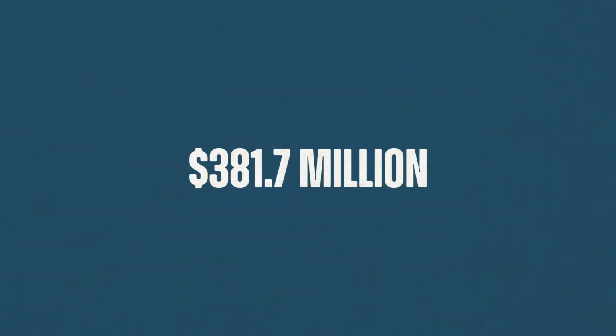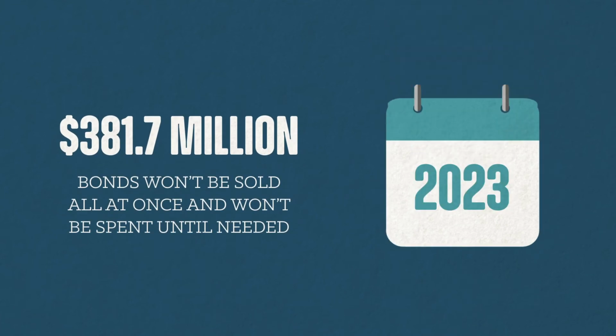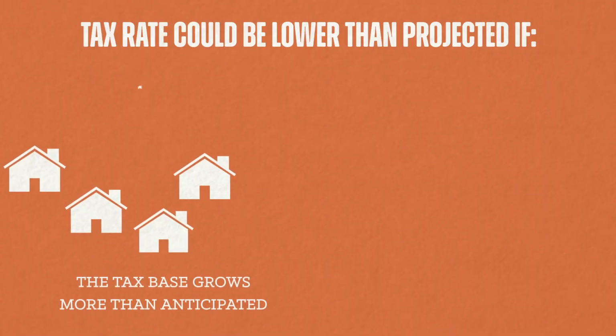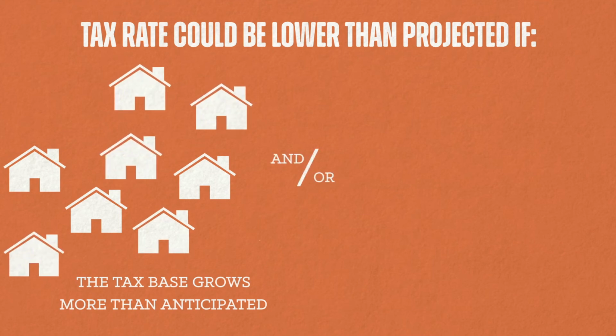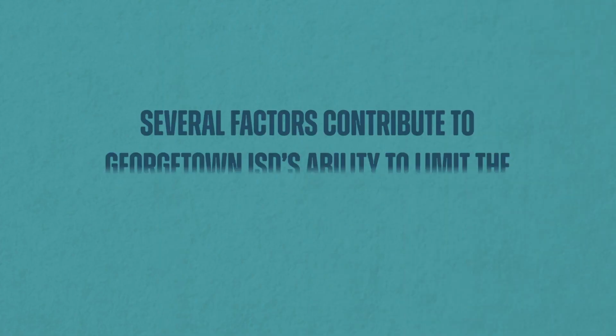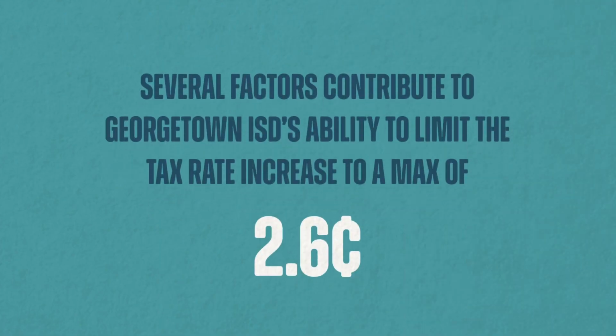The entire $381.7 million won't be sold all at once and would not be spent until needed. Once bonds are authorized by voters, they are sold in increments over time as needed to fund the projects. The tax rate could also be less than projected if the district's tax base grows more than anticipated and/or a lower interest rate is secured. A variety of factors contribute to Georgetown's ability to issue bonds with an estimated maximum tax increase of 2.6 cents.